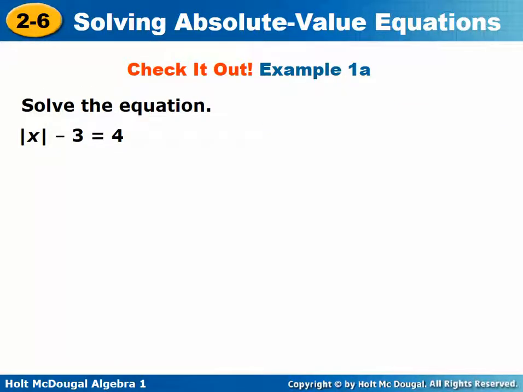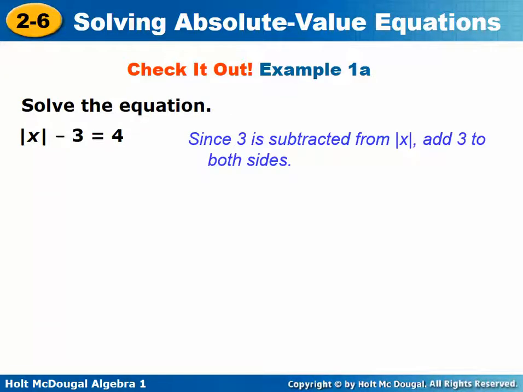All right, let's look at another example. In this one, remember our first step is to isolate the absolute value part, so we need to undo the minus 3. That's not inside the absolute value bracket, so we can go ahead and undo it by adding 3 to both sides. When we do that, we get the absolute value of x equals 7.